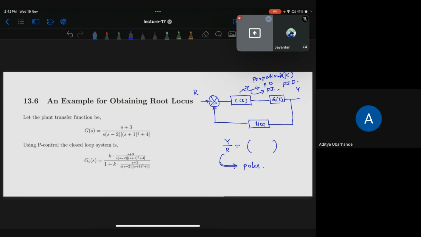Let's go through an example. Say we have this open loop transfer function G(s), and consider the feedback transfer function H(s) as 1. Suppose we are considering the P controller, which means C(s) is only k. Then this is the closed loop transfer function, which we would get like this.